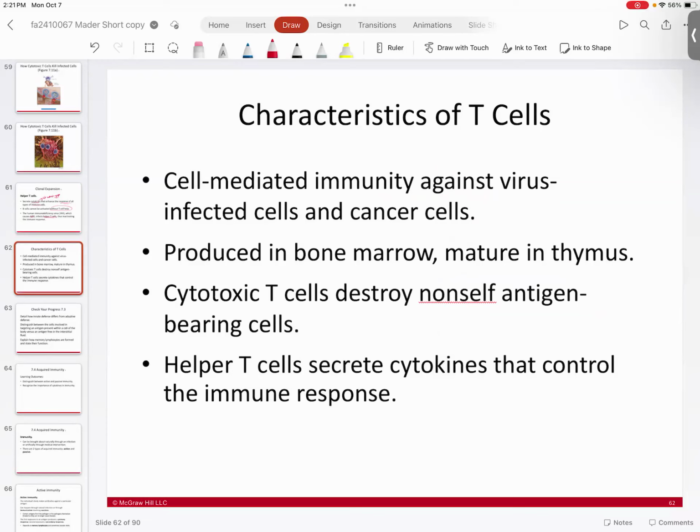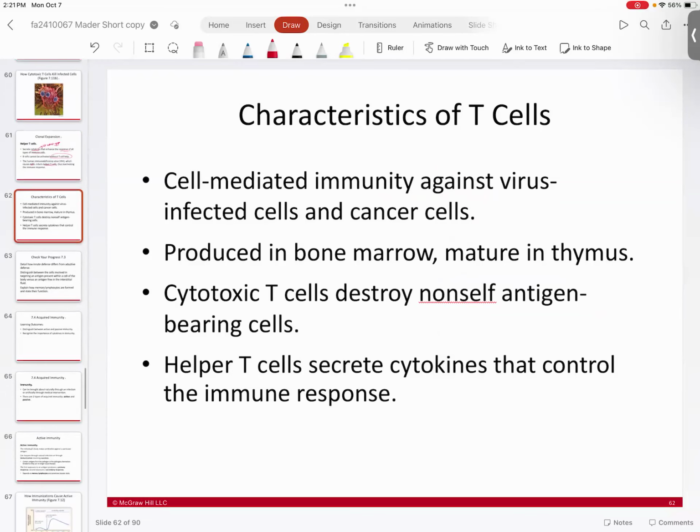So T cells, then, some basic wrap-up characteristics. Obviously, we have cell-mediated immunity, which will go against both virus and cancer cells. They are produced in the bone marrow, but they're matured in the thymus, which is why they're called T cells. This maturation process happens early on when you're little, and by the time you're an adult, that thymus becomes fatty tissue on top of your heart.